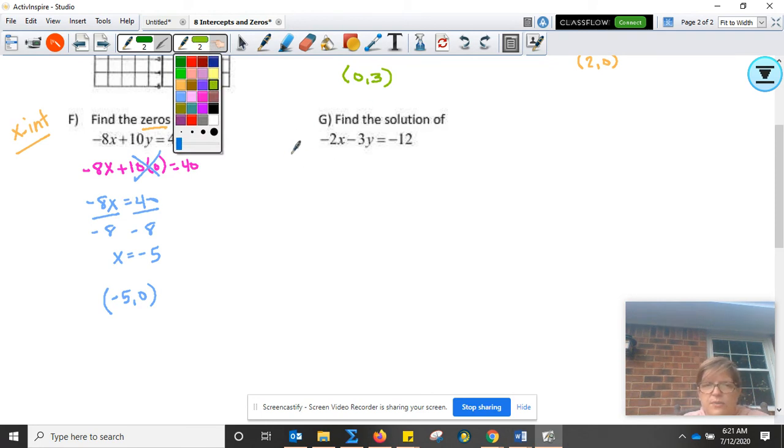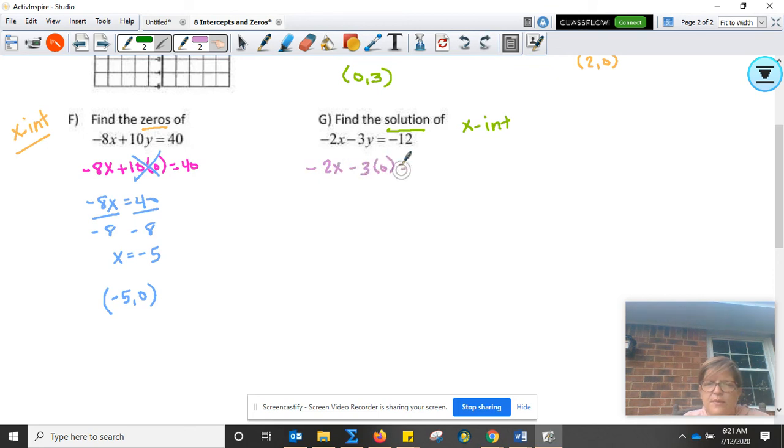Okay, so this is the same thing as saying x-intercept. And to get your x-intercept, you plug in 0 for y. So we have -2x minus 3 times 0 equals -12. Okay, well, you all know what's going to happen with that 3 times 0. It just goes away. So I'm going to put an x on it. I have -2x equals -12. Divide both sides by -2. And x equals 6. So your ordered pair would be (6, 0).